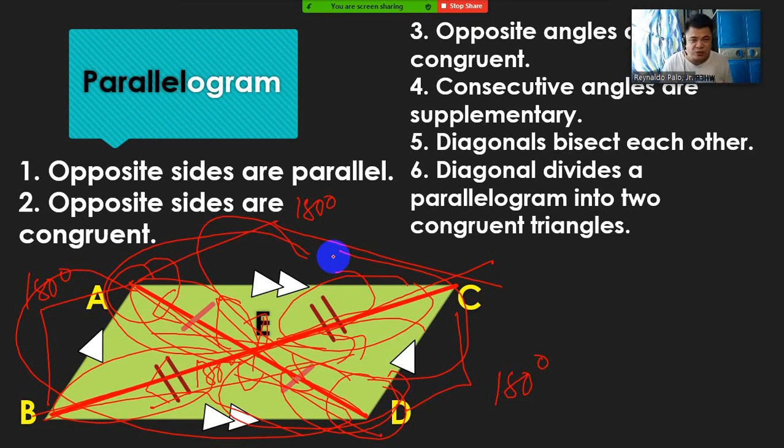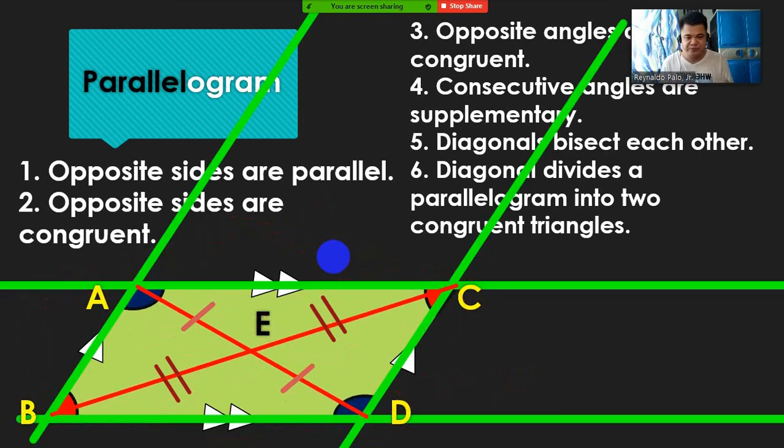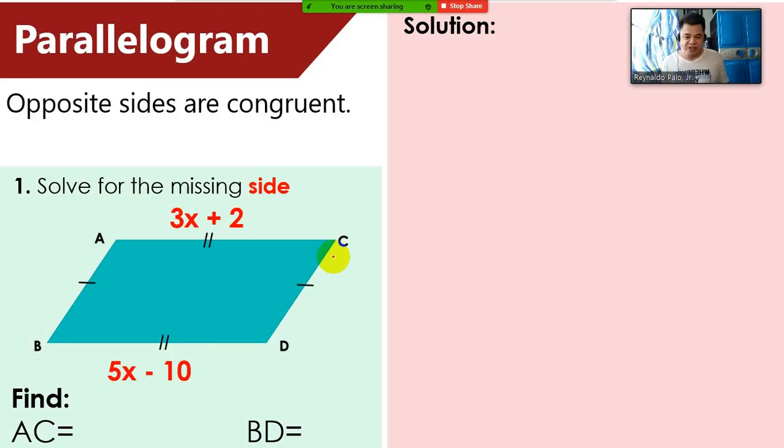So in your examination, before you can actually solve, you will first have to identify the property that you are going to use. Remember the 6 properties, and then you will not get any wrong answers when you solve for angles and sides. Now let's have the first example. Solve for the missing side.